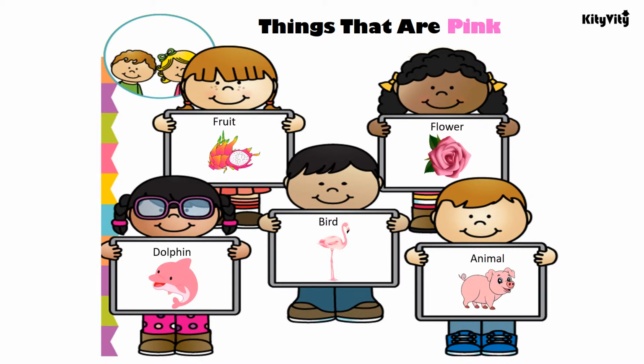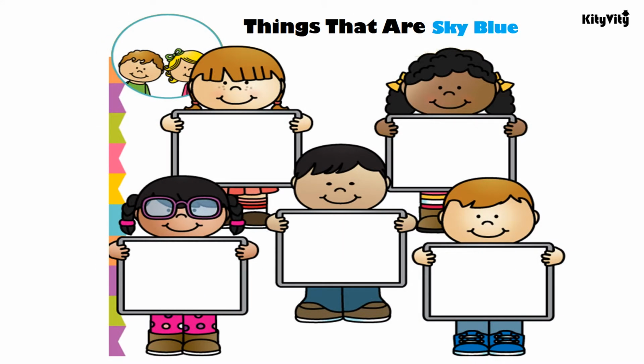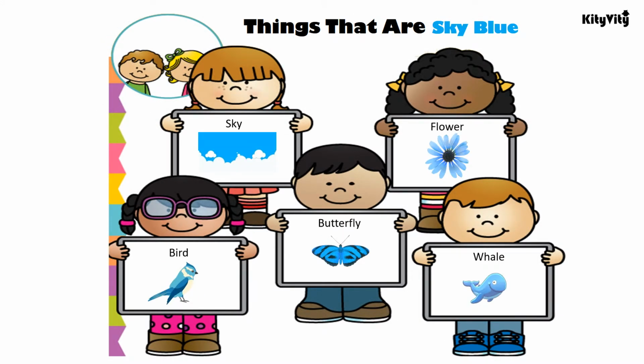Things that are pink. Pink fruit. Pink flower. Pink dolphin. Pink bird. Pink pig. Things that are sky blue. Sky blue sky. Sky blue flower. Sky blue bird. Sky blue butterfly. Sky blue whale.